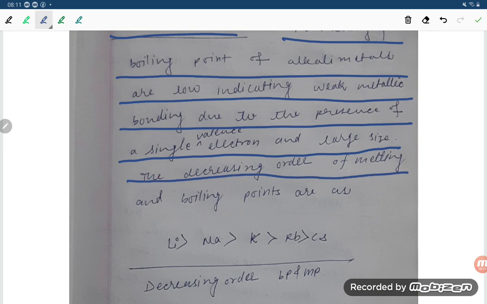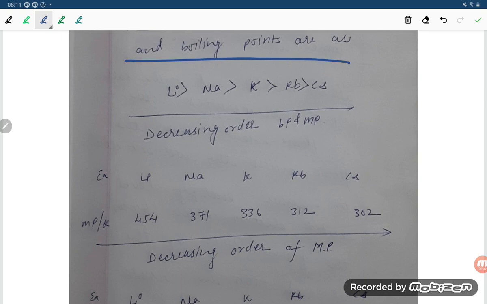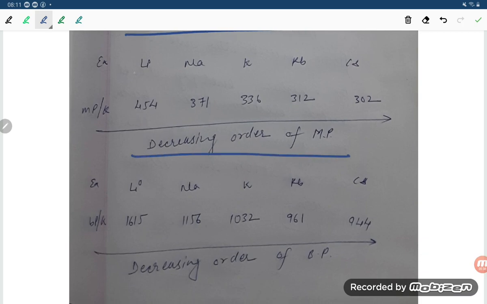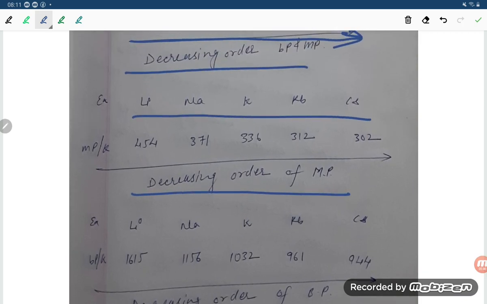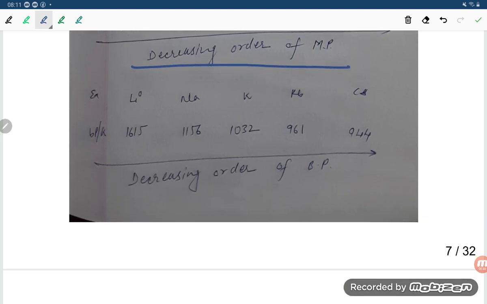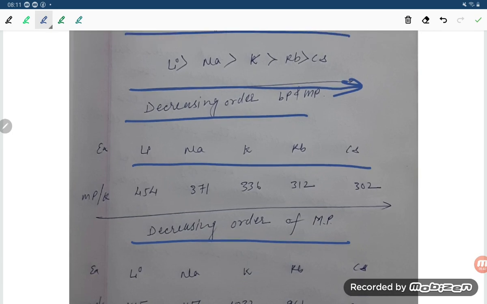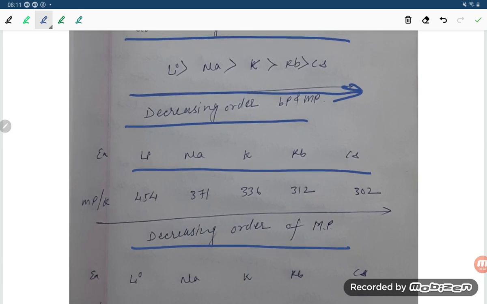The decreasing order of melting and boiling points is lithium, sodium, potassium, rubidium. So this is the decreasing order of melting and boiling point. If a decreasing order of lithium, sodium, potassium is melting point, okay, this is the decreasing order of boiling point. Students, you can see with the values also: 354, 371, 336.